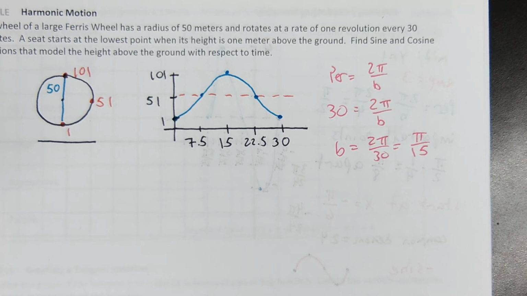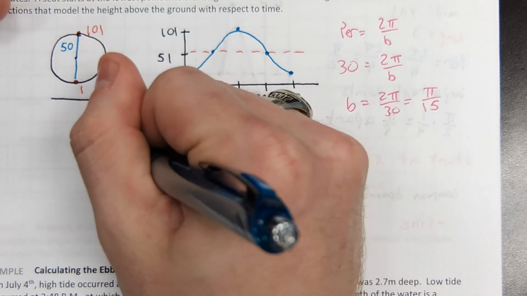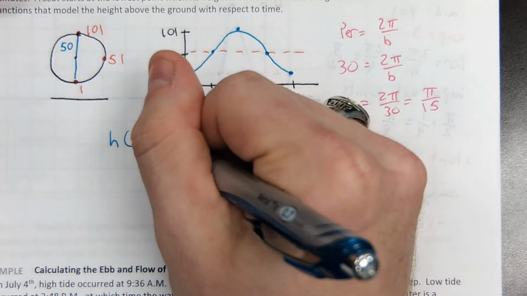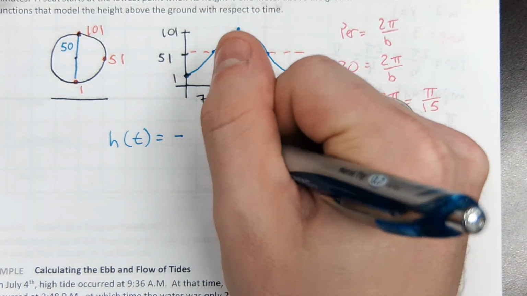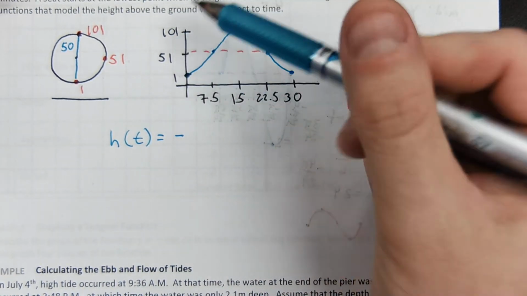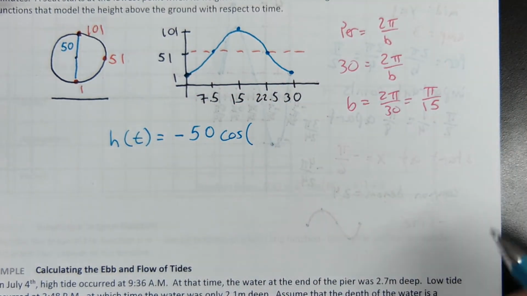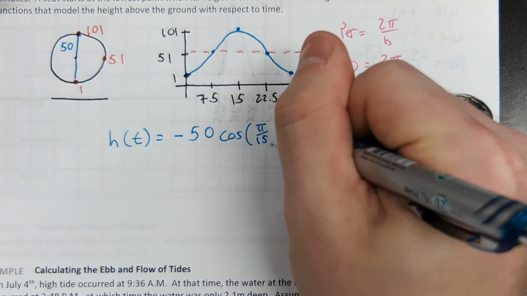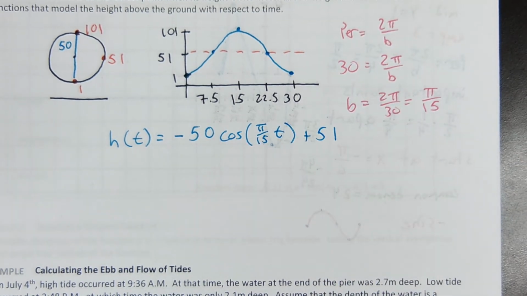The low-hanging fruit, negative cosine wave, because that's what it looks like. H of t, where h is height in meters and t is time in minutes, is negative, because you said negative cosine. Amplitude we said was 50, because that's the distance from 51 to 101. Cosine of, there's no phase shift, so it's just this b value in front of t. And then the midline, there it is.